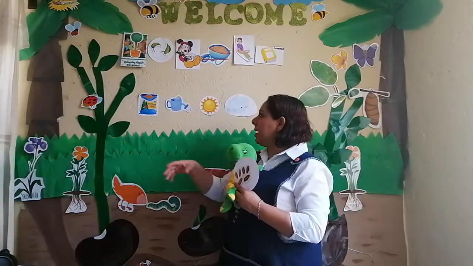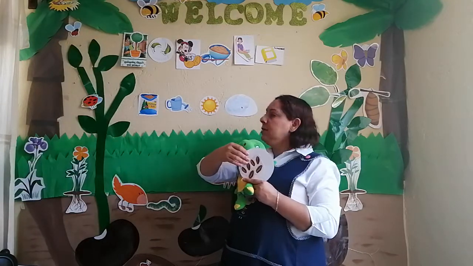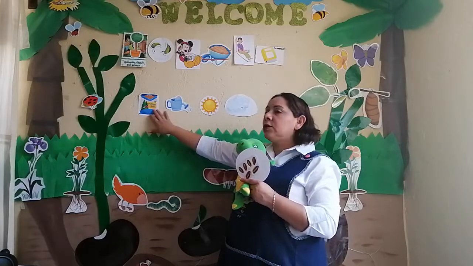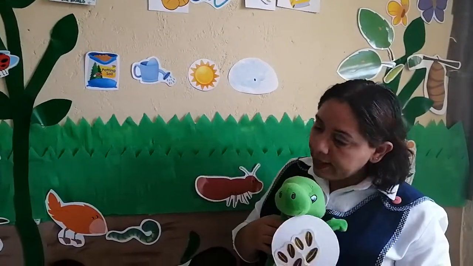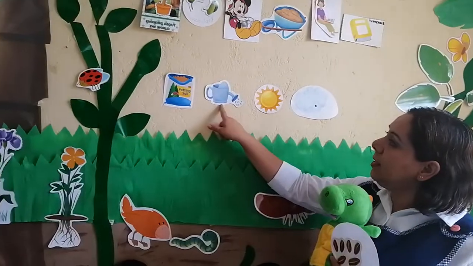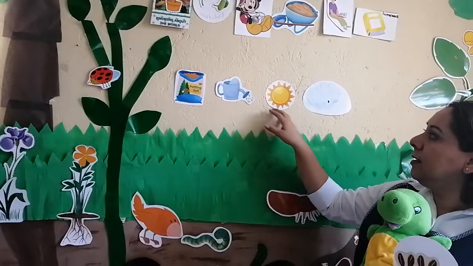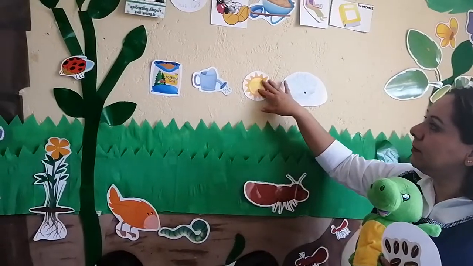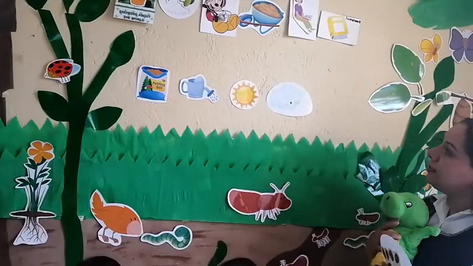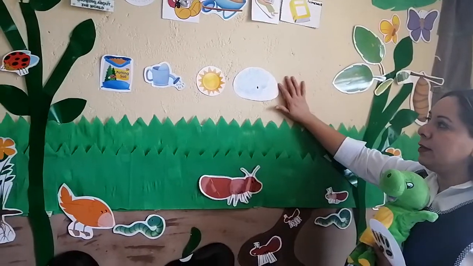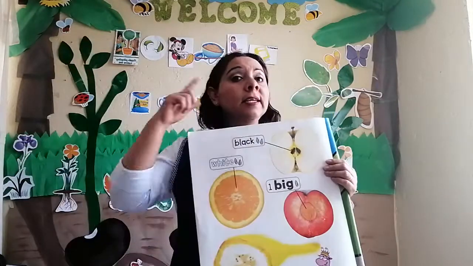Come on, let's check. First, Tina, the seeds and the plants need some soil. Excellent, Dino. Then it needs water. Water. It needs sunlight. Sunlight. And at the end, Dino, it needs some air. Air.